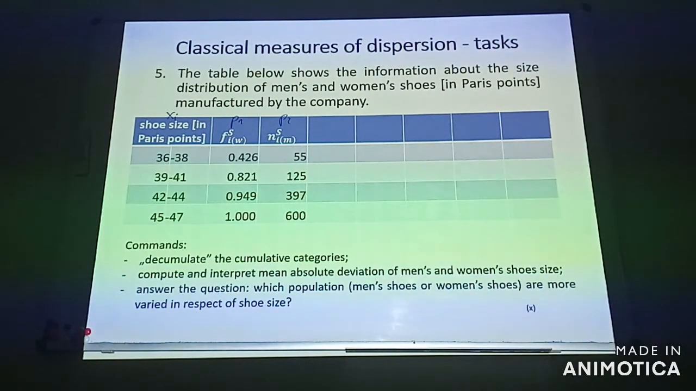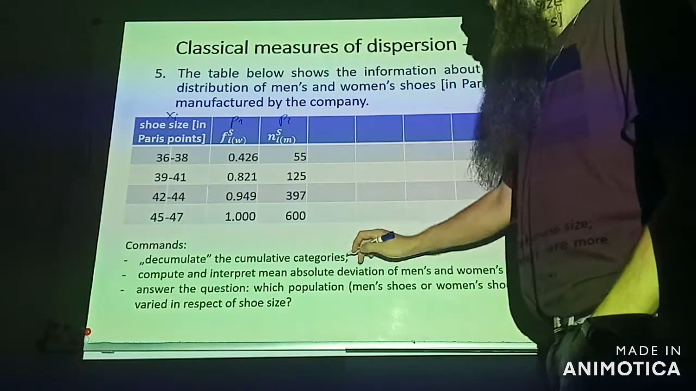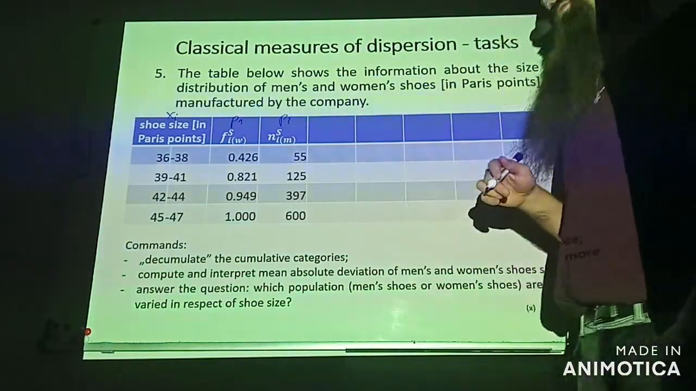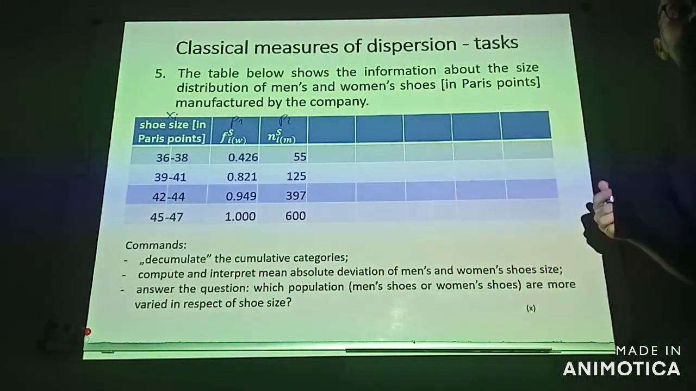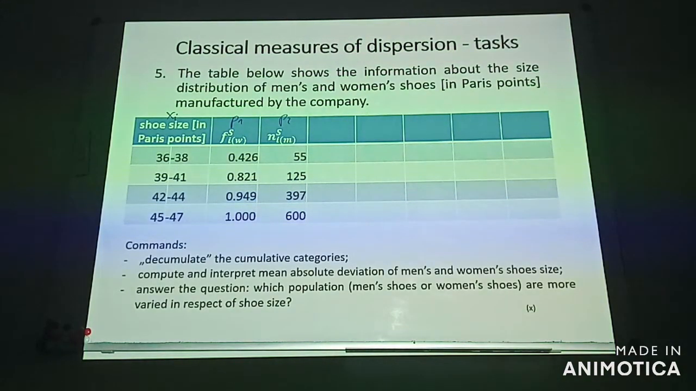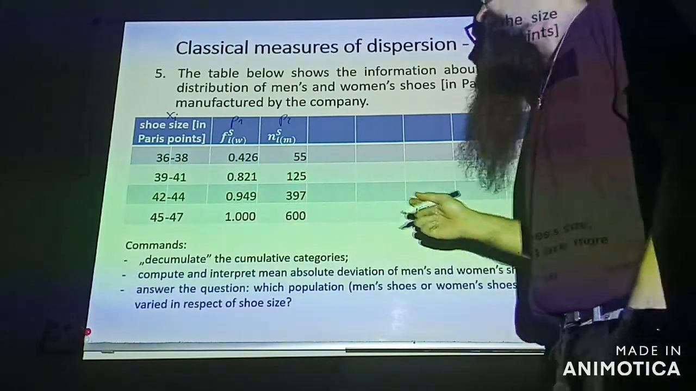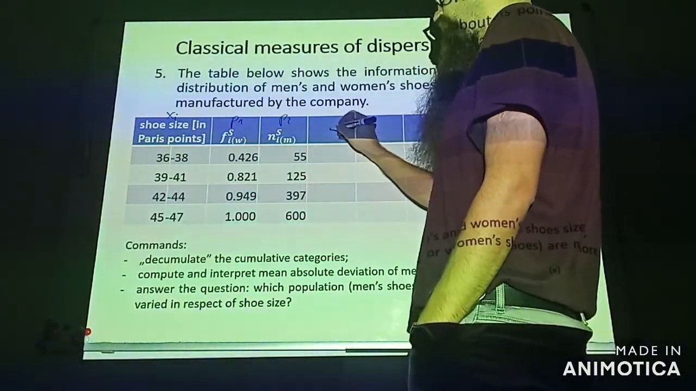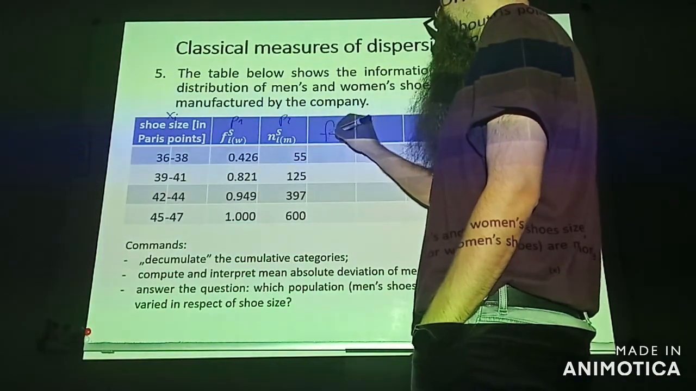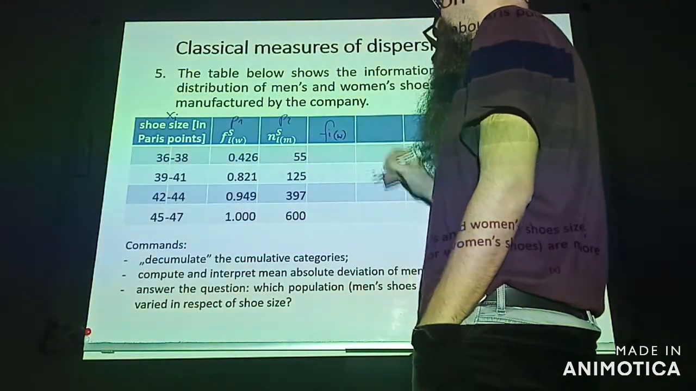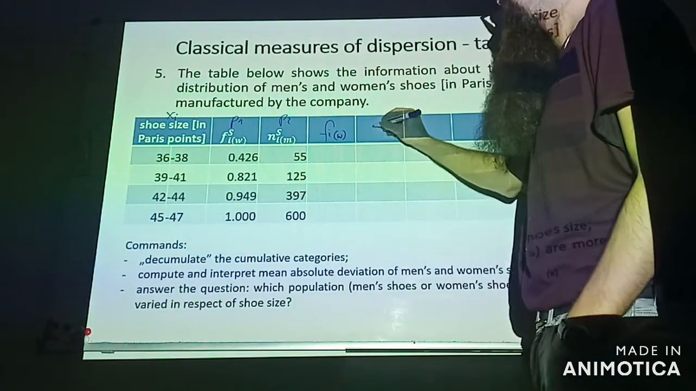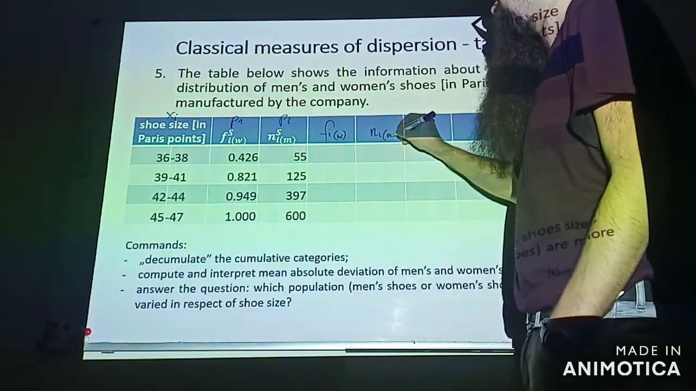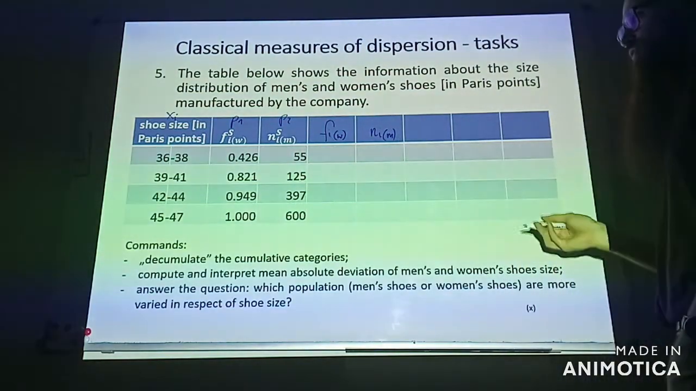All right. Here we have the first command. Please decumulate the cumulative categories. Yeah, because here it's necessary to operate by non-cumulative categories. Fi with W subscript, and Ni with M subscript. Yeah, two different populations.